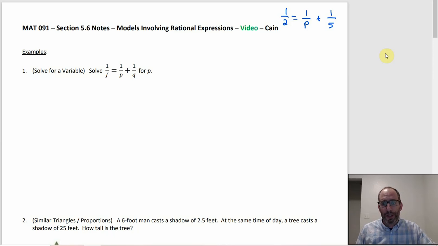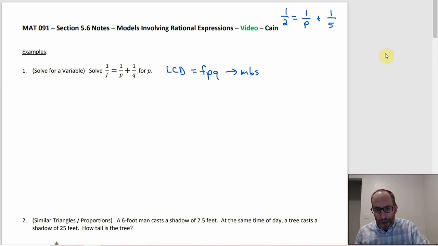It's just that now we have more variables, but there's only one that we're interested in. We're going to solve for p. So while we're solving this, we're going to treat the f and the q like they're constants. But then that would mean that the least common denominator would be f times p times q, right? There doesn't look like there's any common factor there. So we're going to multiply both sides by fpq.